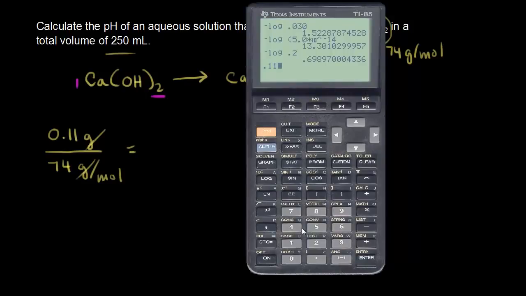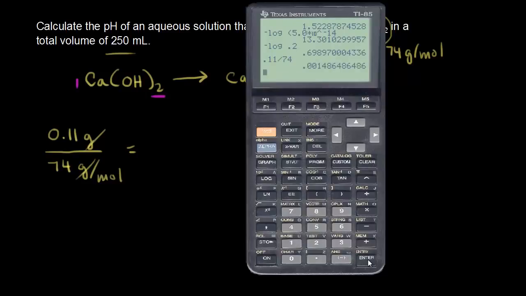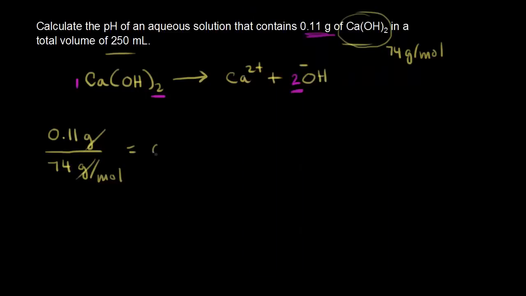So let's do that on the calculator. 0.11 divided by 74 is equal to 0.0015. Right? So 0.0015 is how many moles of calcium hydroxide. So let me emphasize this here. If we have this many moles of calcium hydroxide, how many moles of hydroxide ions would we have in solution?